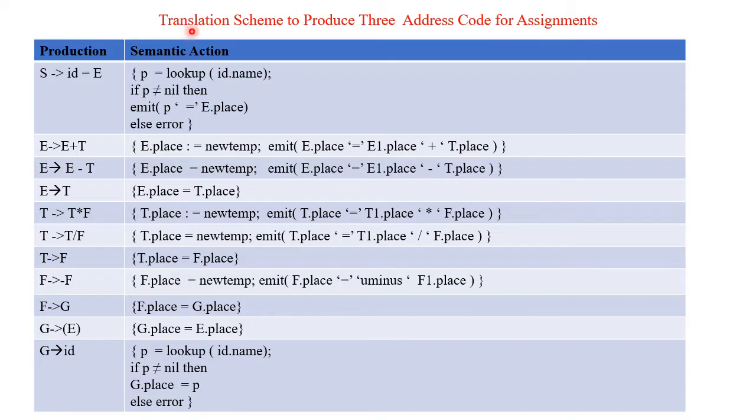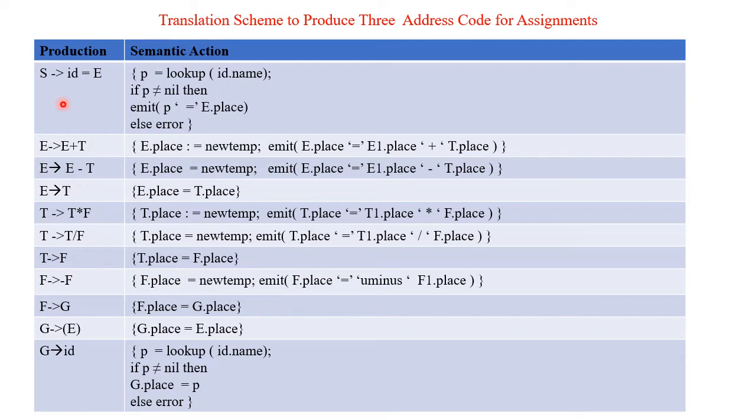In a translation scheme, we have to construct a semantic action for each production. For the assignment statement, we are considering these operators: assignment, plus, minus, star, division, unary minus. Also, we are considering parentheses. This production you are already familiar with. This is an unambiguous CFG for the expression grammar.